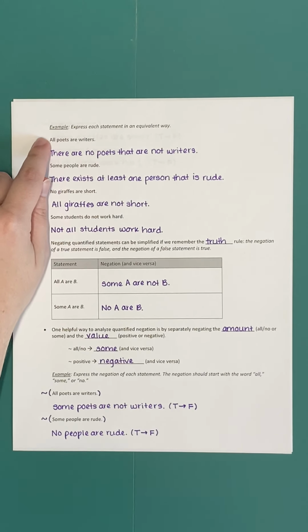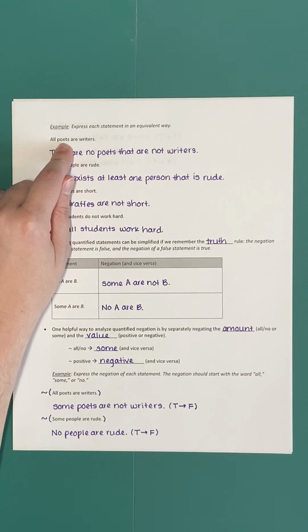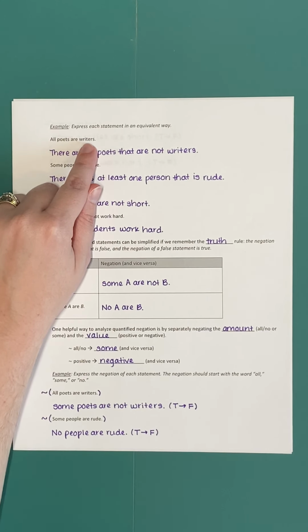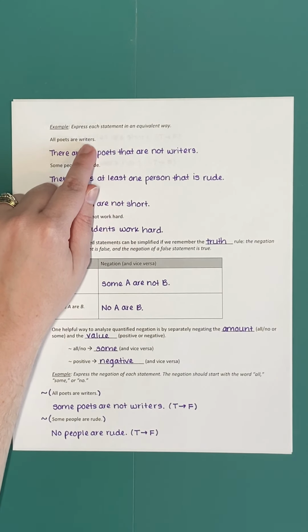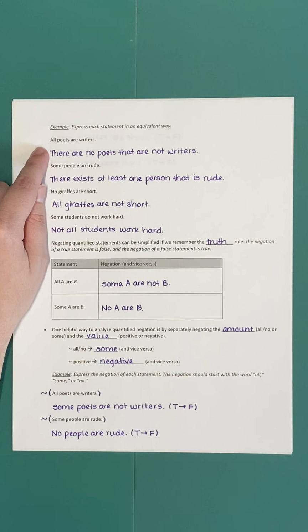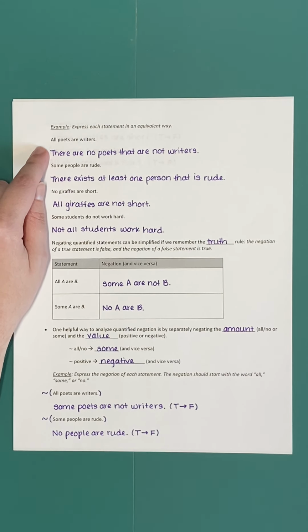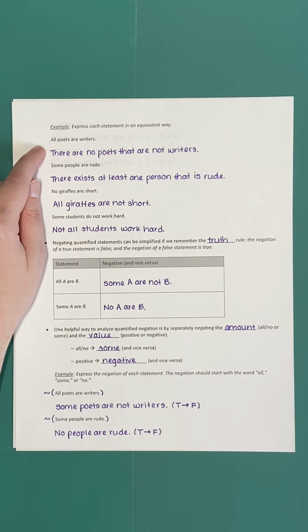So let's think about this one. All poets are writers. Is that true or false? Every poet is also a writer. Well, that would have to be a true statement. The category of poets is a subset of the category of writers, if you want to think in terms of sets, what we recently talked about. All poets are writers is a true statement. Well, what about the equivalent statement? There are no poets that are not writers. You can't find a poet who's not also a writer. Well, that's also going to be a true statement.